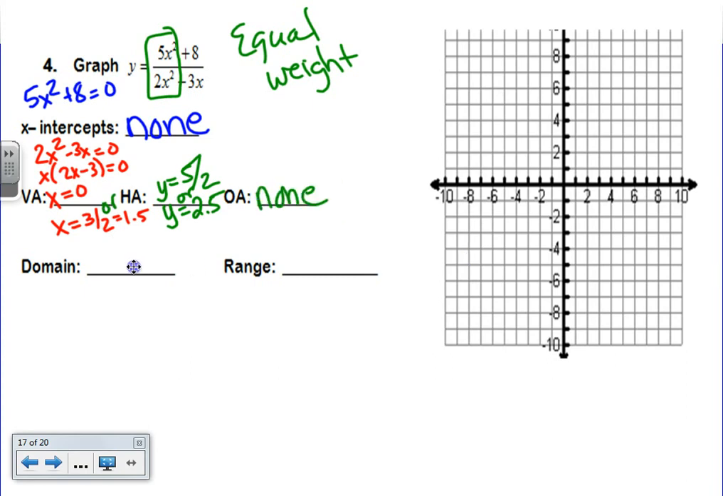And domain, x cannot be 0 and x cannot be 1.5. And for range, y cannot be, and you can either say 5/2 or 2.5. All right, graphing in the asymptotes now. All right, it's a little hard to graph on the axis, so if you have a highlighter, it might work better.